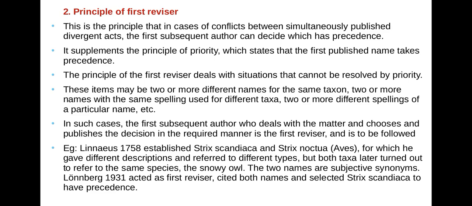These items may be two or more different names for the same taxon, two or more names with the same spelling used for different taxa, or two or more different spellings of a particular name. In such cases, the first subsequent author who deals with the matter and publishes the decision in the required manner is the first revisor and is to be followed.